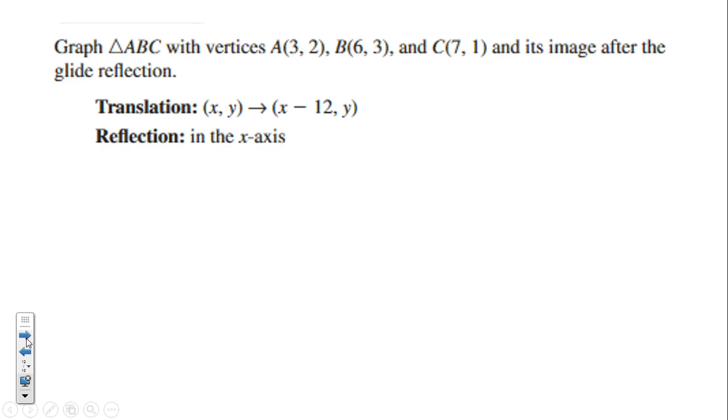All right, so graph triangle ABC with vertices A is the point 3, 2. So plot 3, 2, label it A. B is 6, 3. So 6 over 3 up, label it B. And C is 7, 1. So plot 7, 1 and label that C.